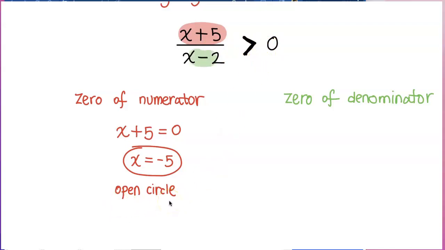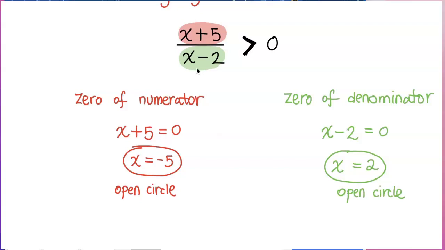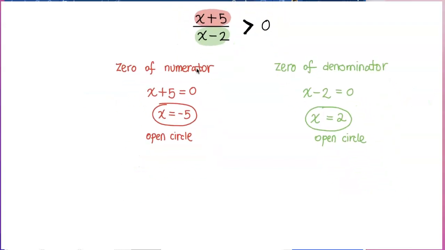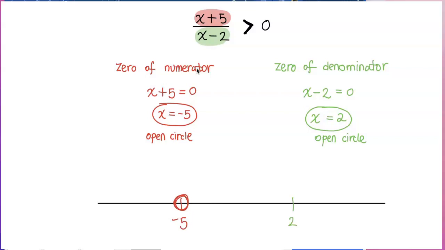Now remember, for the zero of the denominator, you just have to plot an open circle no matter what, because the denominator can never be equal to 0, okay? So say x minus 2 equals 0. Well, that will give us x equals positive 2. We will plot an open circle. So ready to sketch out that number line? We're going to do a new number line. Put the smaller number on the left. What's the smaller number out of these two? Negative 5 is smaller. Put that open circle. Put an open circle at 2.